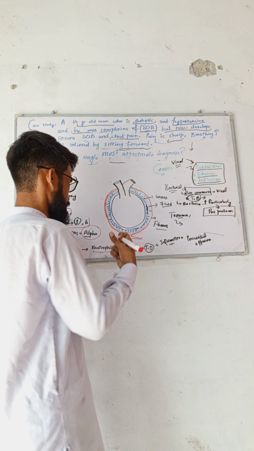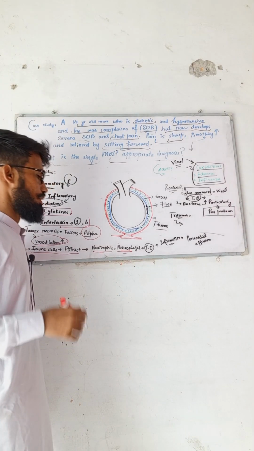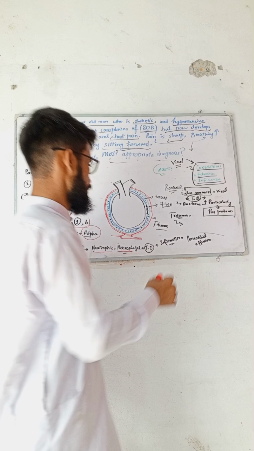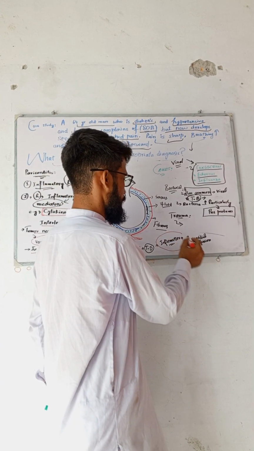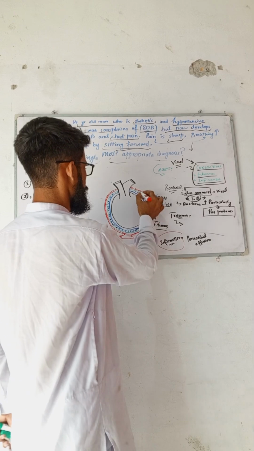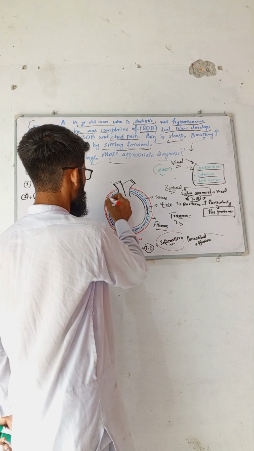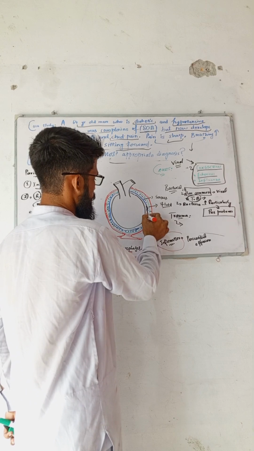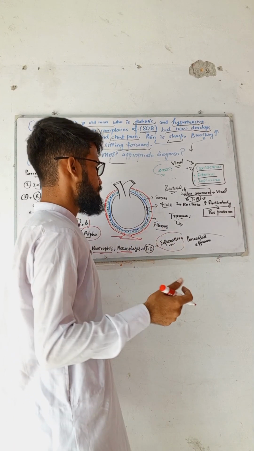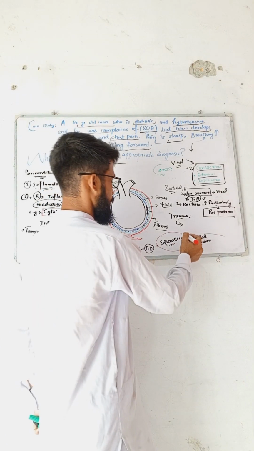They damage these layers, and as a result there is inflammation, which we call pericarditis, and there is fluid in between these two layers. As I discussed, the pressure is increased by the accumulation of fluid. The accumulation of fluid is called pericardial effusion.